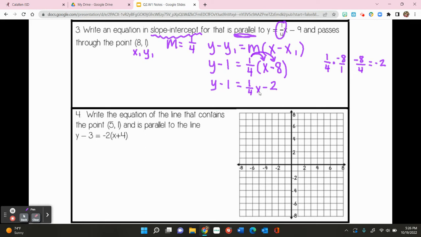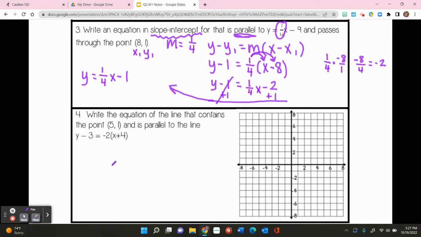Now again, I want to solve for y. And in order to get y all by itself, right now it's being subtracted by 1. So I want to do the opposite and add 1 to both sides. When I add 1 to both sides, this cancels out, and I'm left with y equals 1 over 4x, and negative 2 plus 1, when you put that in your calculator, will give you negative 1. So this is the equation in slope-intercept form for the line that is parallel to y equals 1 over 4x minus 9.